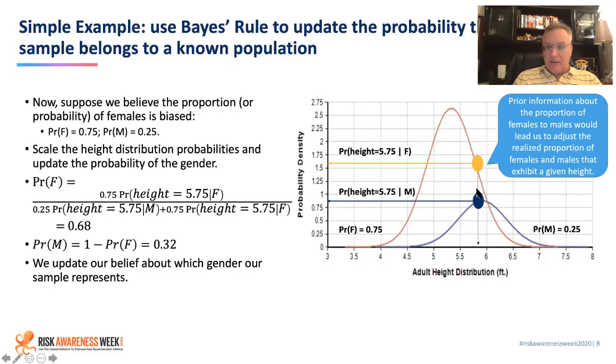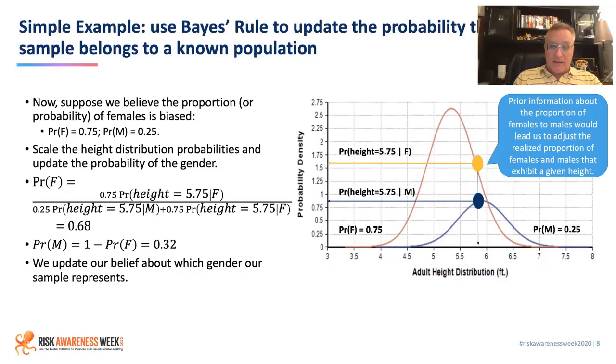So again, if we take a measurement of a person that we randomly select from this population, and then scale the height of the likelihood function by the prior probability, and then calculate the renormalized weight of that probability according to the total probability of the two individuals selected at that particular height, it would readjust our belief that the person that we've selected is actually a female versus a male.